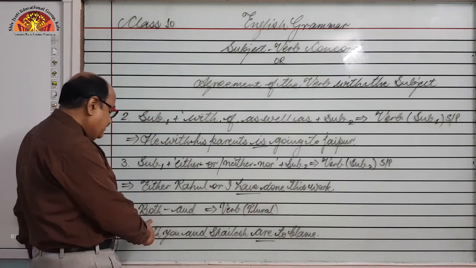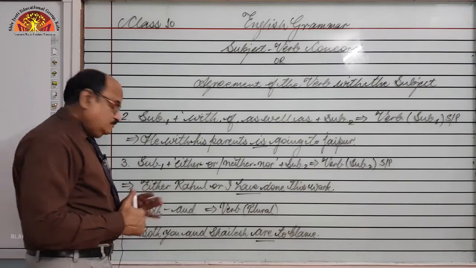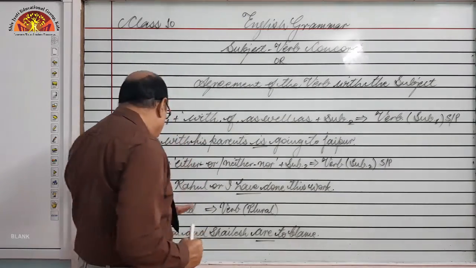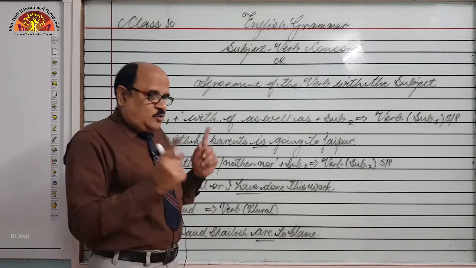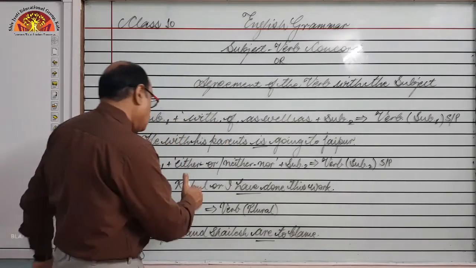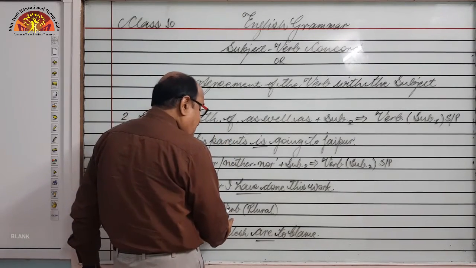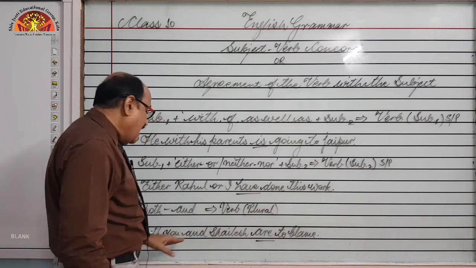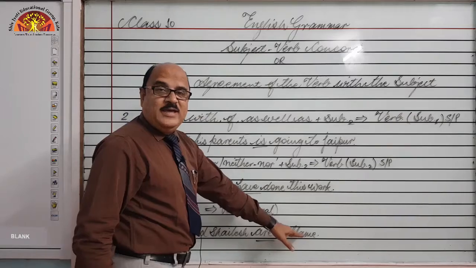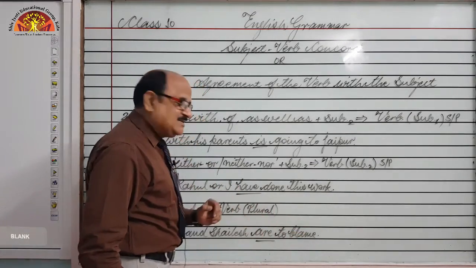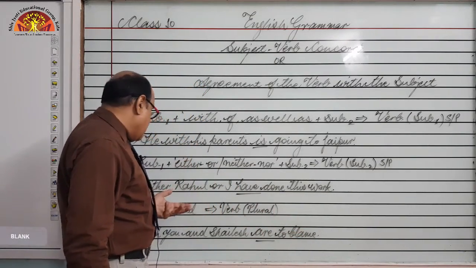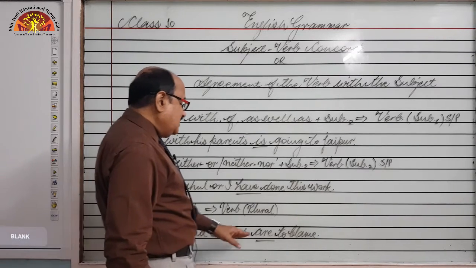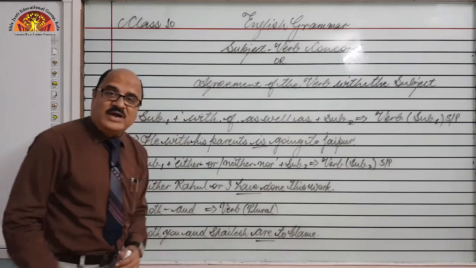Rule number 4, and that is both-and. Whenever both-and, again a correlative conjunction, has been used to connect two subjects, in that case we have to use the verb in its plural form. Both you and Shailesh are to blame. Not only one has committed a mistake, you both have committed a mistake, you as well as Shailesh. So, we can say both you and Shailesh are to blame.